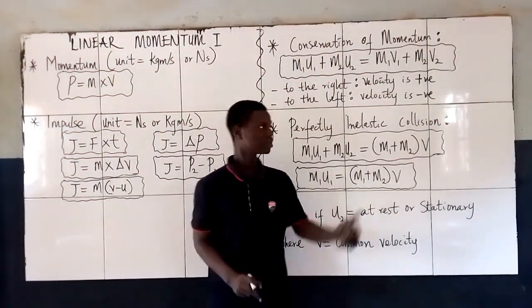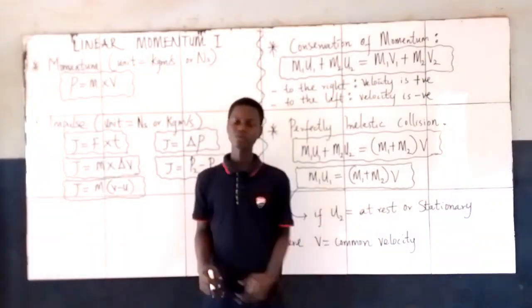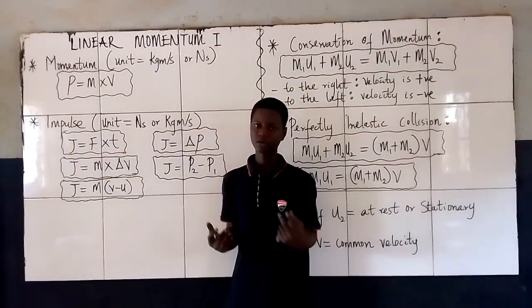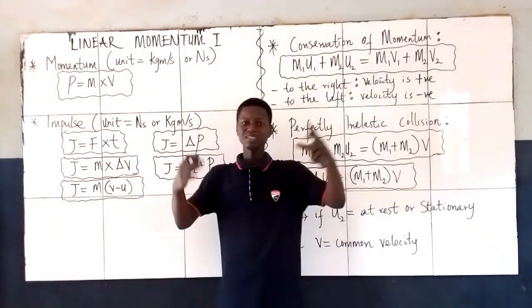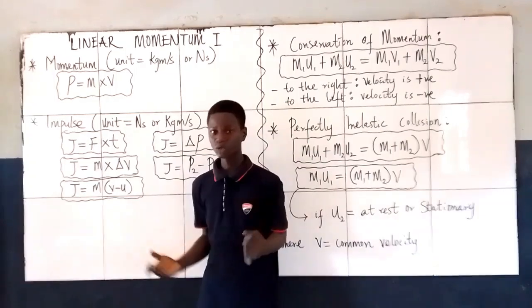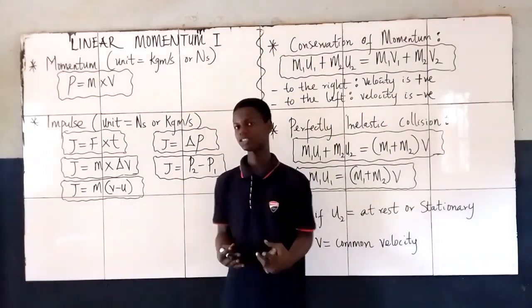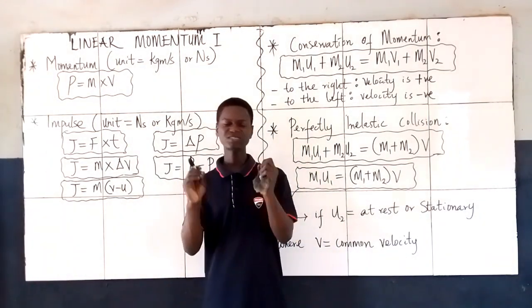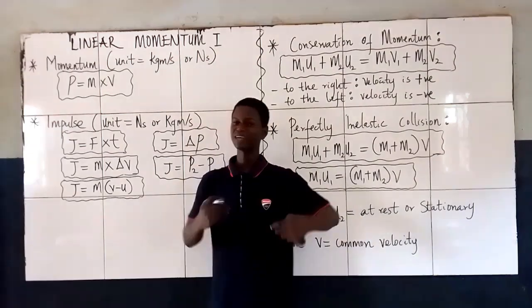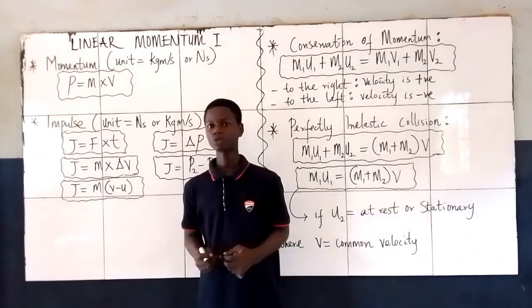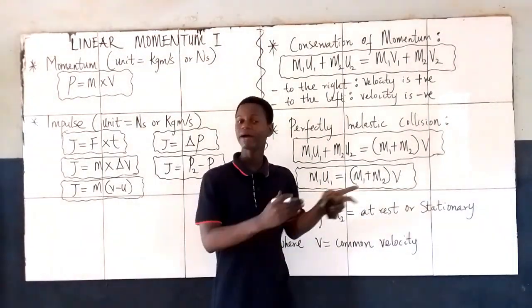Let's quickly look at conservation of what? Momentum. And this is a theory simply stating that the total momentum before collision is equivalent to the total momentum after collision. That is to say, there is conservation of momentum before and after collision.